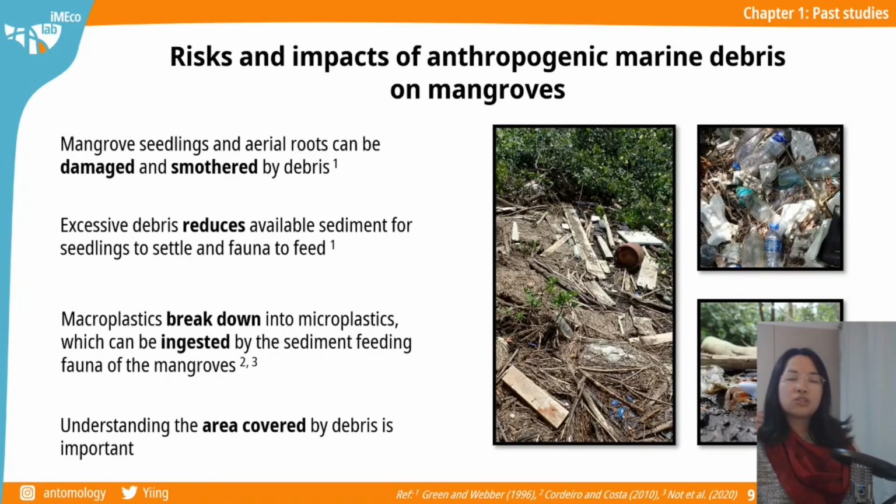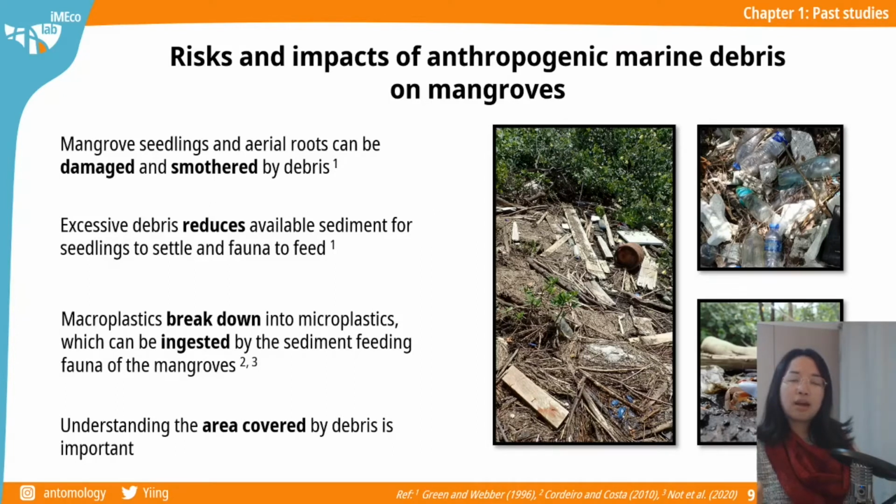So what are the actual risks and impacts to the mangroves themselves caused by marine debris? Well, mangrove seedlings and aerial roots may actually be damaged and smothered by debris. As it moves around, it might be crushing some of these trees. And it's been shown that damage caused by bamboo poles can cause mortality and is correlated with crown dieback in some mangroves.